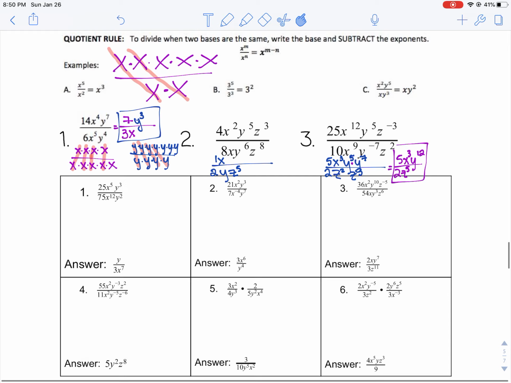So there are several product rule, quotient rule, and negative exponent rule problems that you need to look at and see if you can get the answers to.